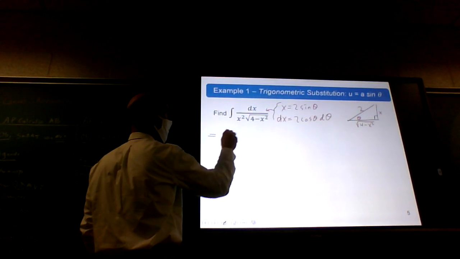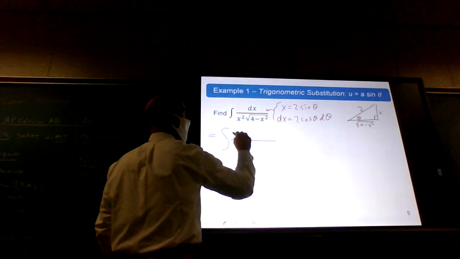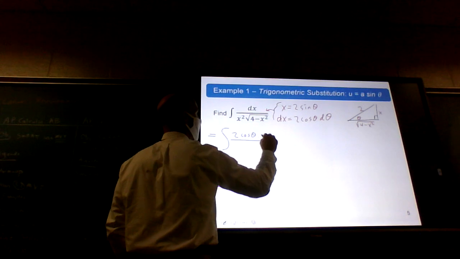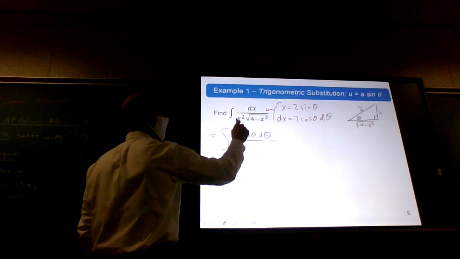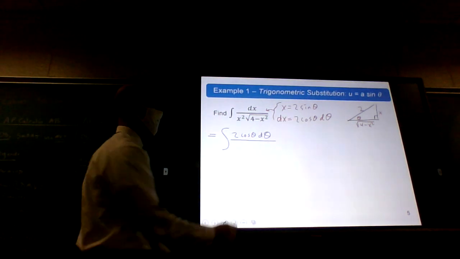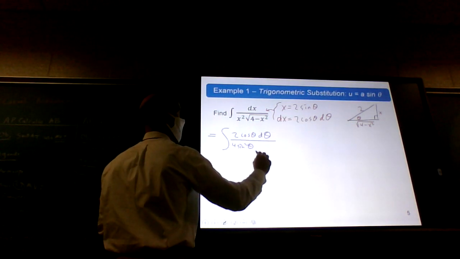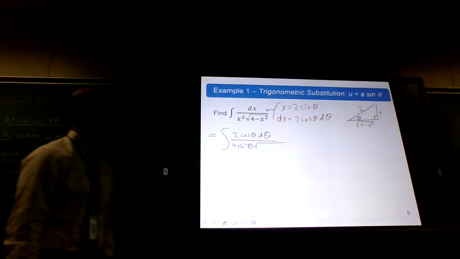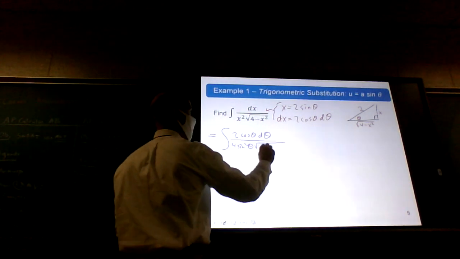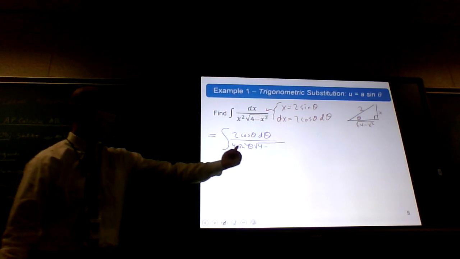So this integral is going to become, now what do we got for dx? Well, we did dx. It's right there. It's 2 cosine theta d theta. What was x squared? Well, we know that x is 2 sine theta, so it's going to be 4 sine squared theta. And then we got this square root. Well, 4 is just 4. But what's x squared? Oh, we just did that. It's right there.